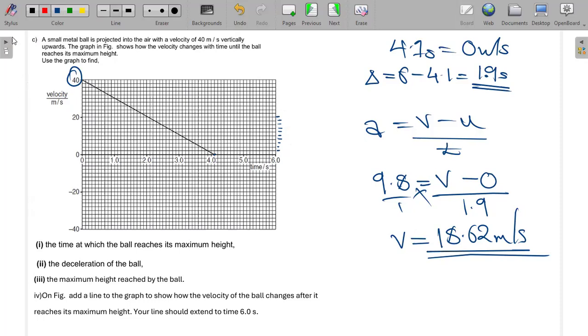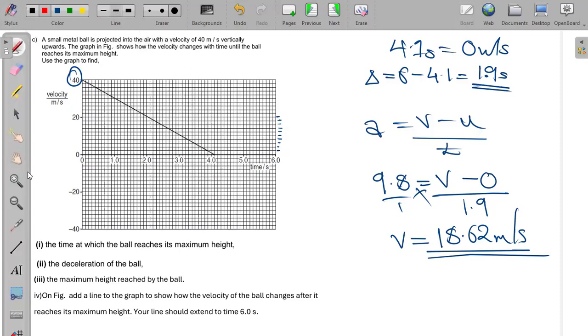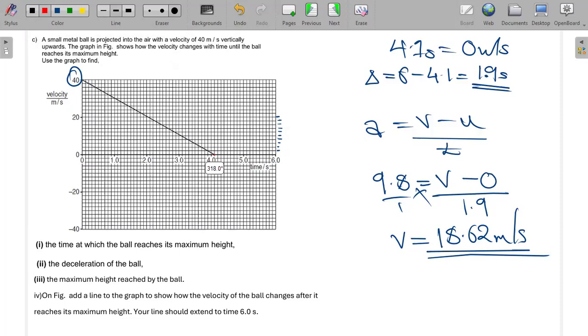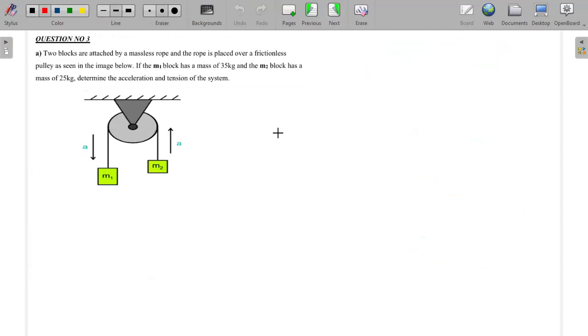So my line will start from here, up to where 18.6 is, somewhere there. So that is where my graph is basically going to end, and that marks the end of part C. As simple as that. That is the end of question C. Let's move on to question 3.